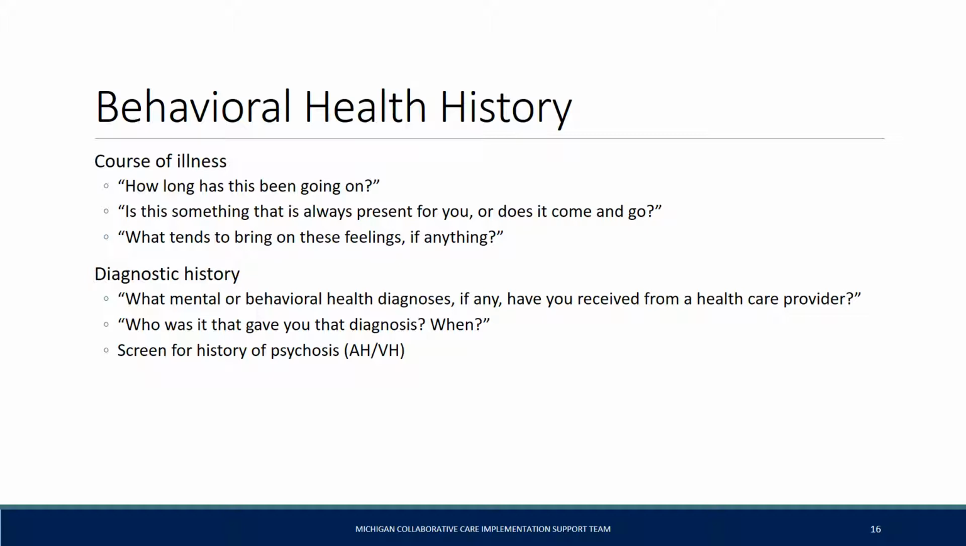We also want to know about their diagnostic history, so what types of mental or behavioral health diagnoses they've received from a healthcare provider, and if they have received any, who was it that made that diagnosis? For example, was it a social worker, a therapist, a psychiatrist, a PCP, and when did they receive that diagnosis?